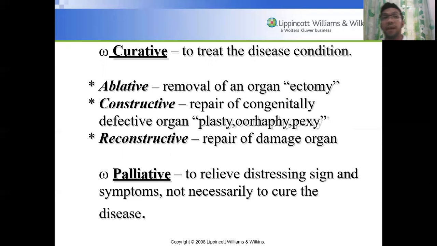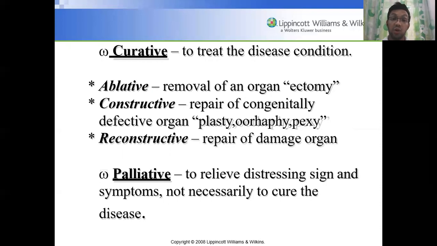When we talk about ablative surgery, this is the removal of an organ, like the surgical procedures ending in ectomy, like appendectomy, oophorectomy, salpingectomy, hysterectomy. These are examples of ablative surgery. Once you hear the suffix ectomy, that is ablative. It's removal of an organ.